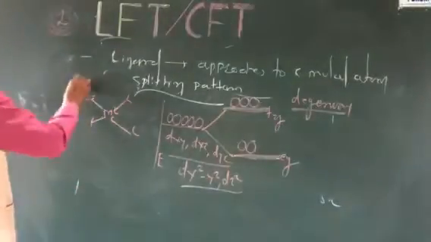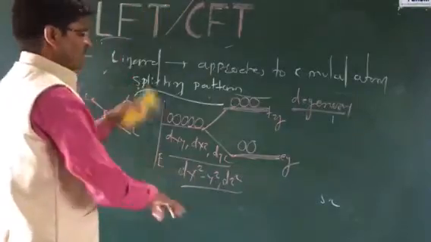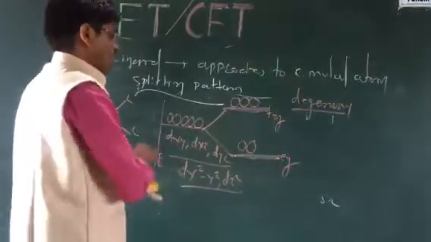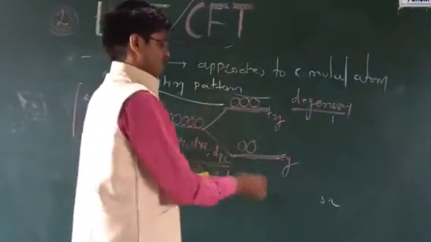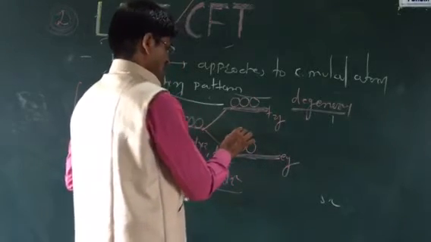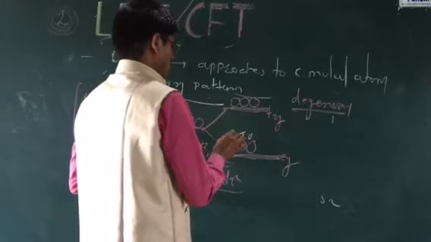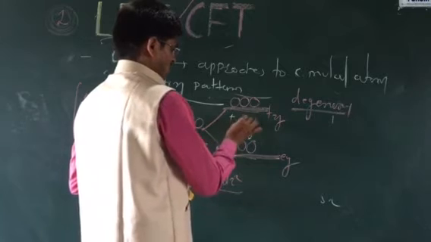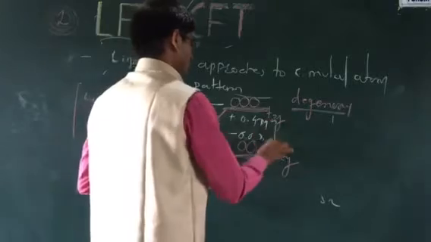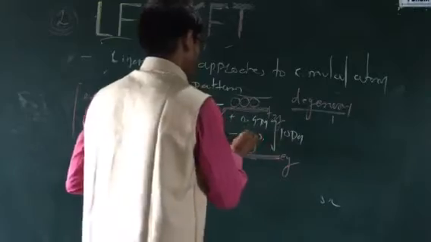So when the ligands approach the central metal atom, splitting takes place between the d orbitals. The values are minus 0.6 and plus 0.4 Dq, so the total value is delta, or you can say 10 Dq.